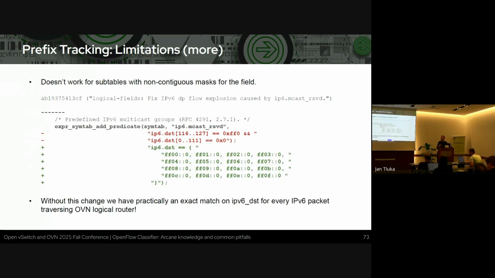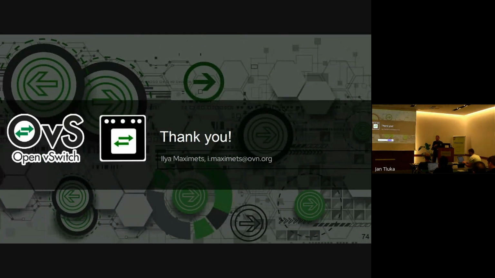But yeah, the last slide is one example of one major limitation of prefix tracking: it cannot work on non-contiguous masks. So we can see here there was a non-contiguous mask in an OVN logical flow. Bits from 112 to 115 were not matched here. So there was a small gap in this IPv6 address, and prefix tracking was not working for this. And this caused all the IPv6 traffic going through OVN routers to have an exact match on IPv6 destination addresses, which is obviously bad. And that's all.